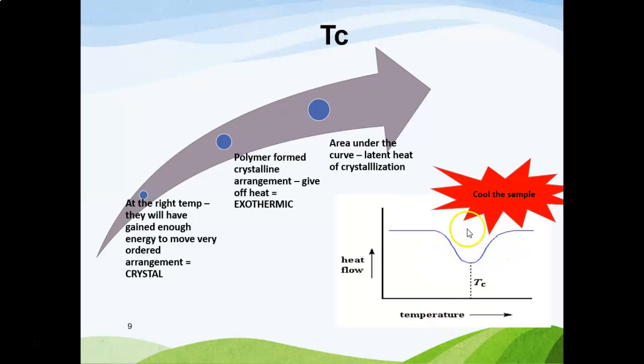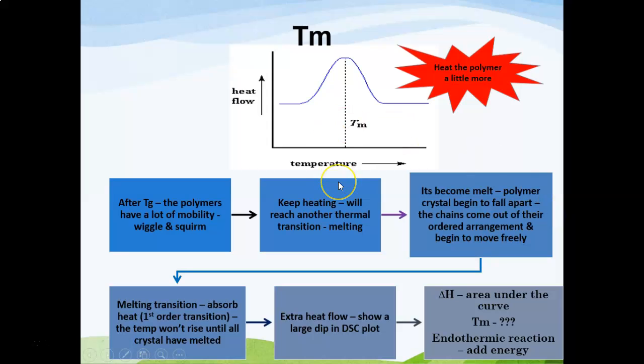So the latent energy of crystallization is the amount of heat given off when the polymer crystallizes. So we call it an exothermic process. Okay, now we look at the melting temperature. Melting is endothermic because we have to add energy to the polymer to make it melt.